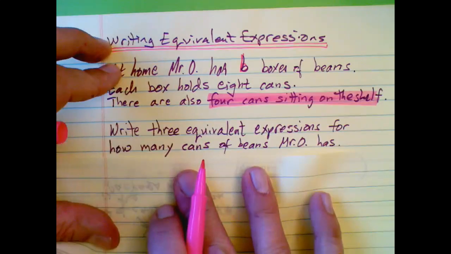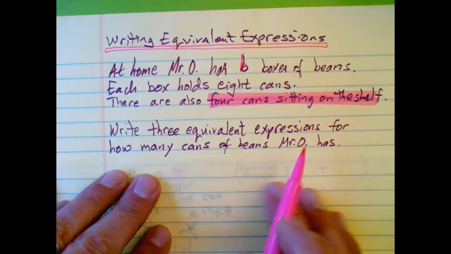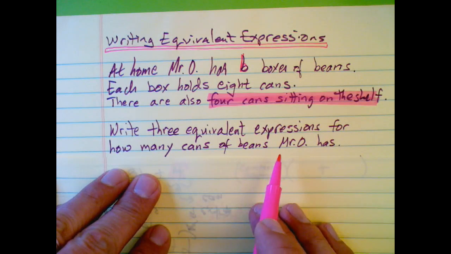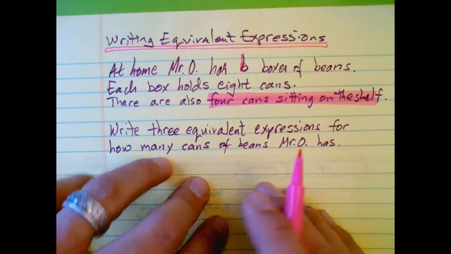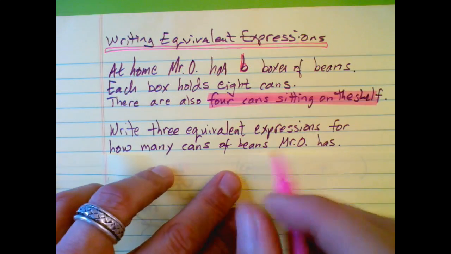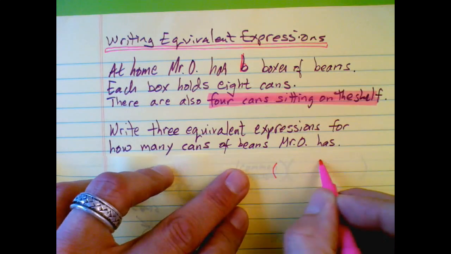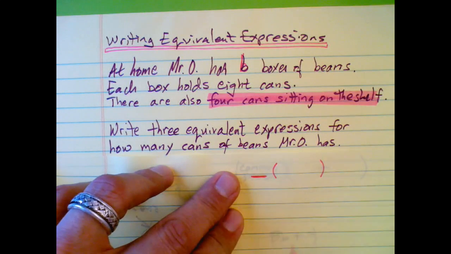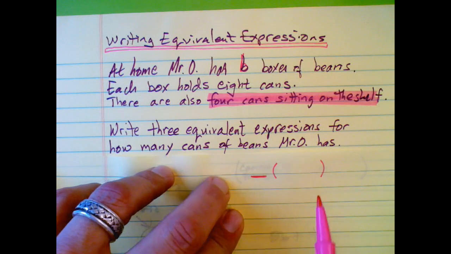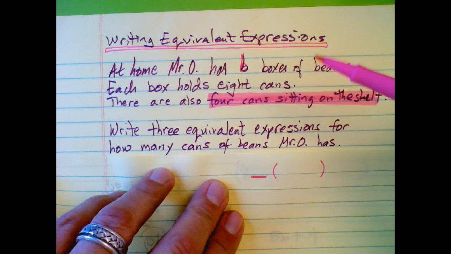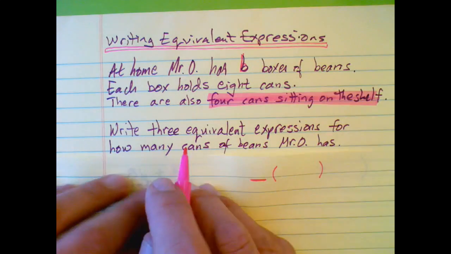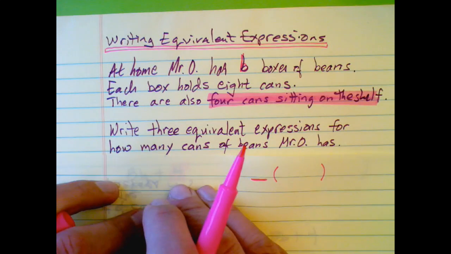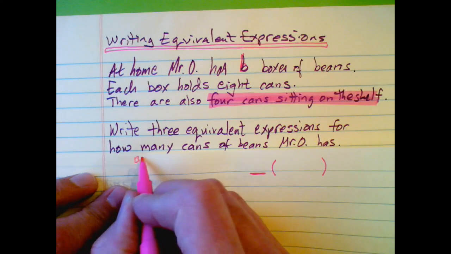So the direction here is to write 3 equivalent expressions for how many cans of beans Mr. O has. And so this should take the form of the expressions that we had worked with last week, where you had a set of parentheses and some value in front of it. So the first thing we did is we asked, well, how do we describe the number of cans that we have in the boxes?